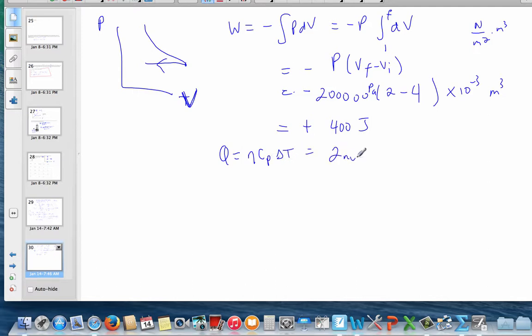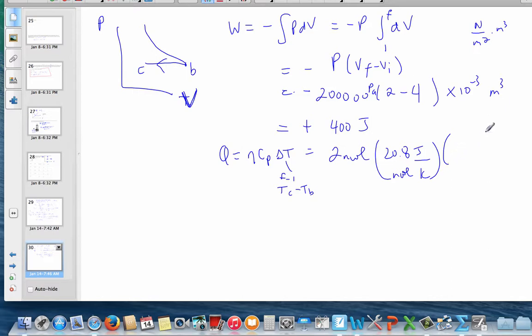So we have 2 moles. Cp is given as 20.8, and notice we're using the molar version. It's more common to use that in thermodynamics. And then delta T, so this is going to be final minus initial. And the final point, we end up at the point C. So this is going to be temperature C minus temperature B.